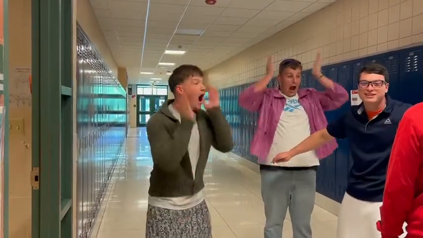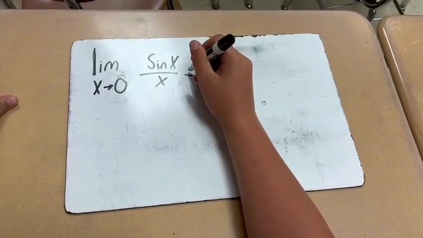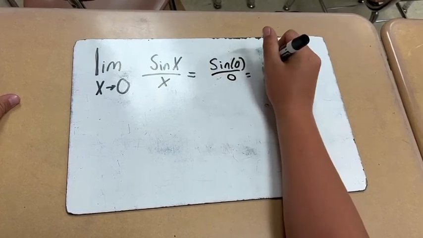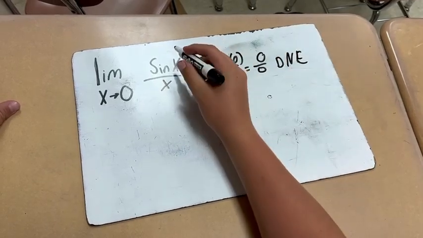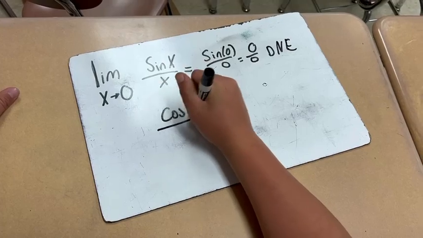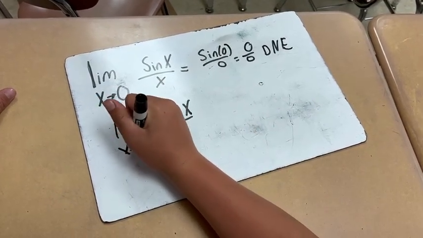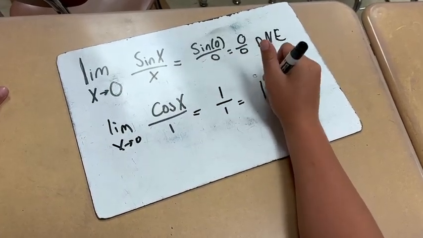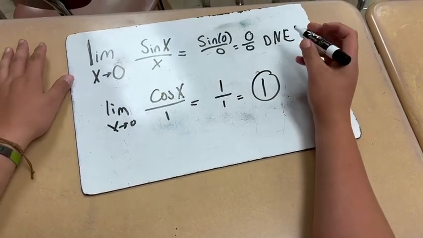Zero limits. So we're given a limit as x approaches 0, sine x over x. And when we evaluate this limit, we have sine of 0 over 0, which is equal to 0 over 0, which is indeterminate. So what we would do is we would take the derivative of the top and the bottom, so we would get cosine x over 1. So when we evaluate this limit as x approaches 0, we would have 1 over 1, which would equal 1. So the limit as x approaches 0 would equal 1.